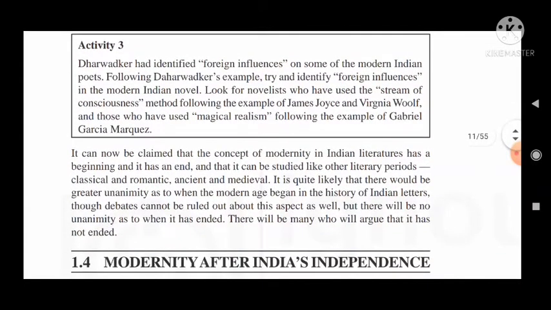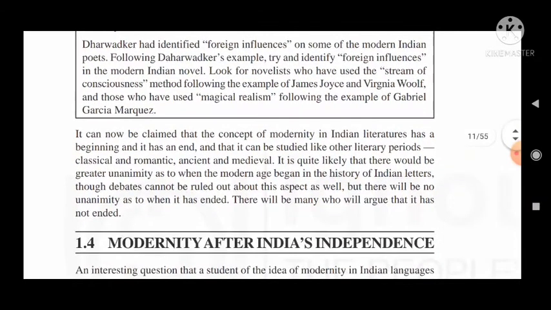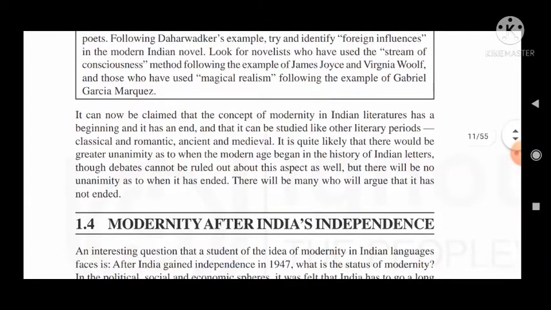Then activity 3. Dharwadekar had identified foreign influences on some of the modern Indian poets. Following Dharwadekar's examples, try and identify foreign influences in the modern Indian novel. Look for novelists who have used the stream of consciousness method following the examples of James Joyce and Virginia Woolf, and those who have used magical realism following the example of Gabriel Garcia Marquez.